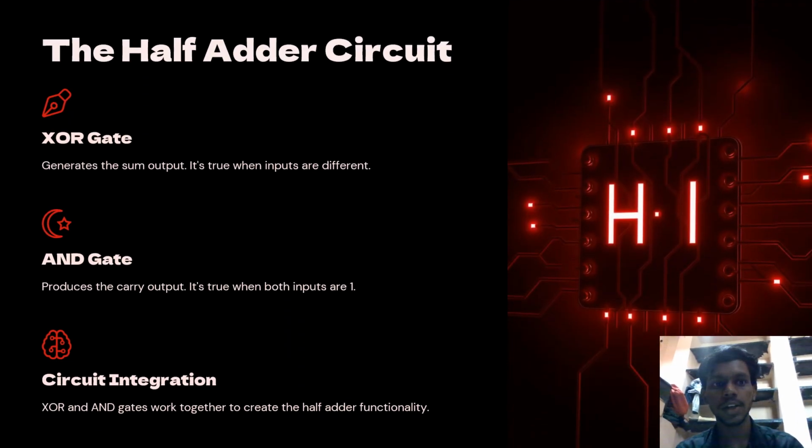The half adder circuit. The XOR gate generates the sum output. It is true if the inputs are different. And the AND gate produces the carry output. It is true when both inputs are 1. Circuit integration: XOR and AND gates work together to create the half adder functionality. So the half adder functionality is created by an XOR gate and an AND gate.